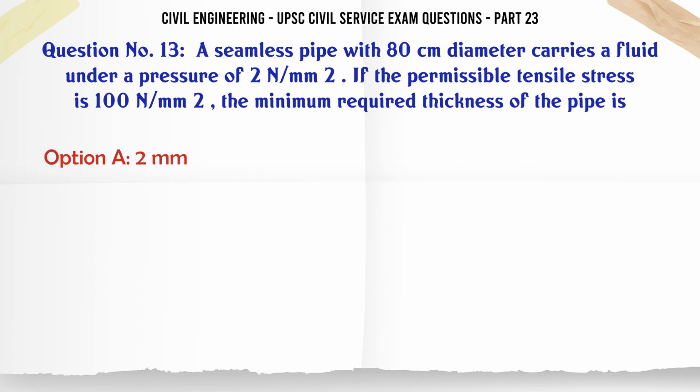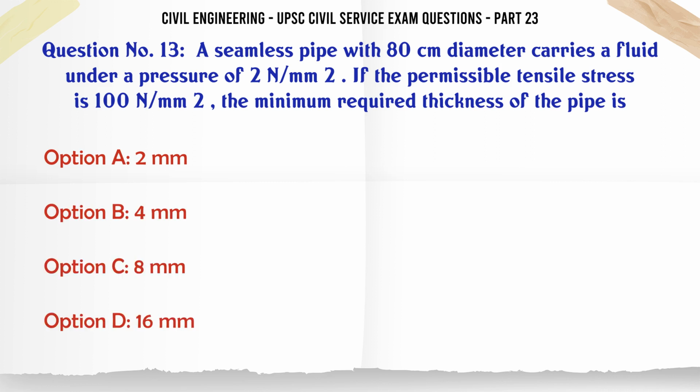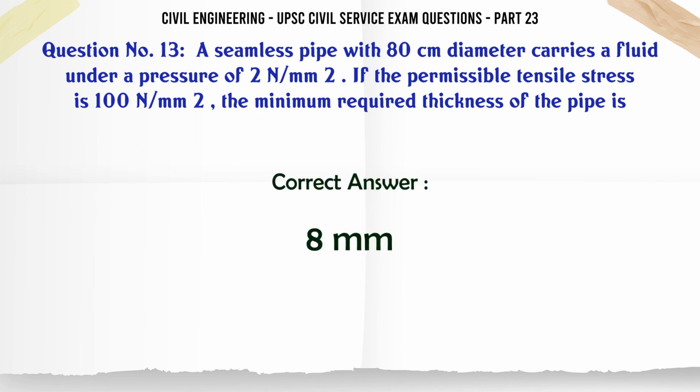A seamless pipe with 80 cm diameter carries a fluid under a pressure of 2 N/mm². If the permissible tensile stress is 100 N/mm², the minimum required thickness of the pipe is A. 2 mm, B. 4 mm, C. 8 mm, D. 16 mm. The correct answer is 8 mm.